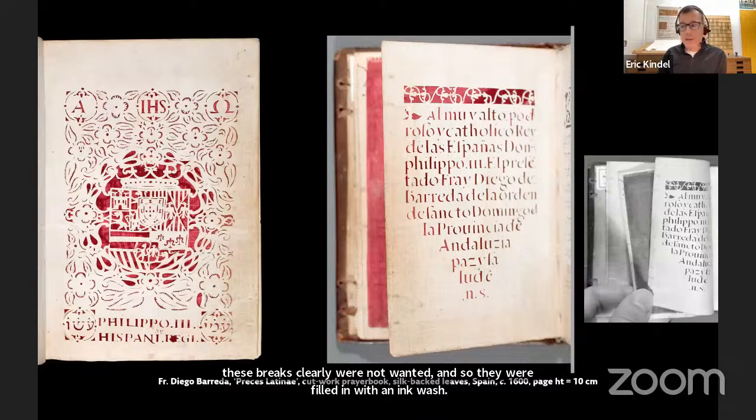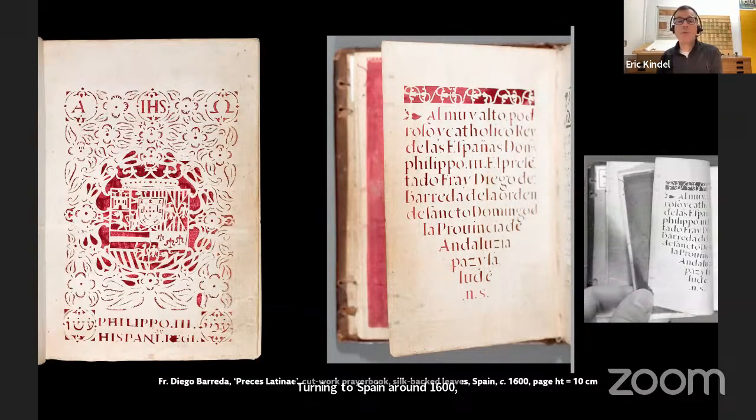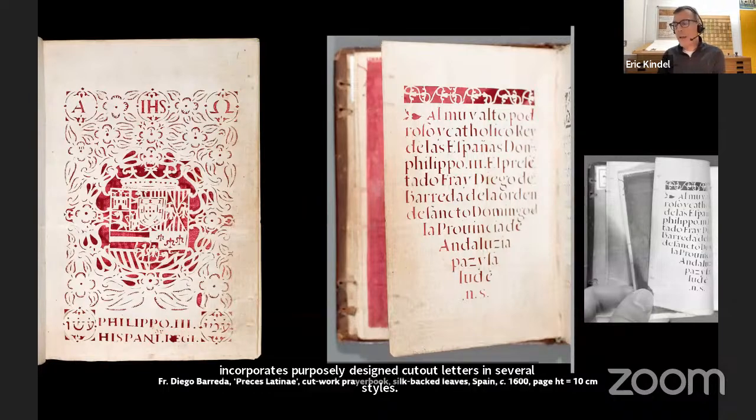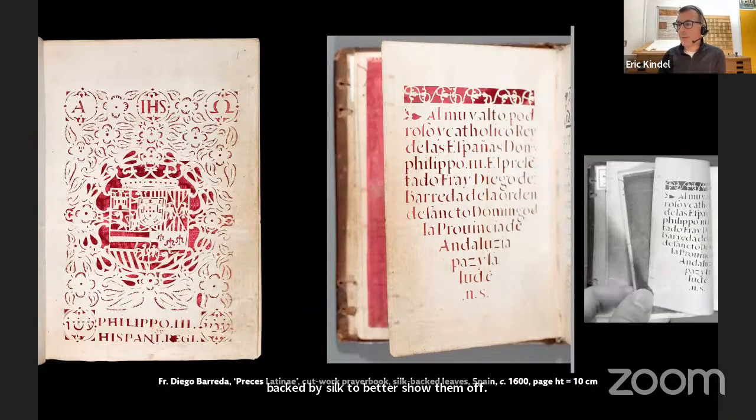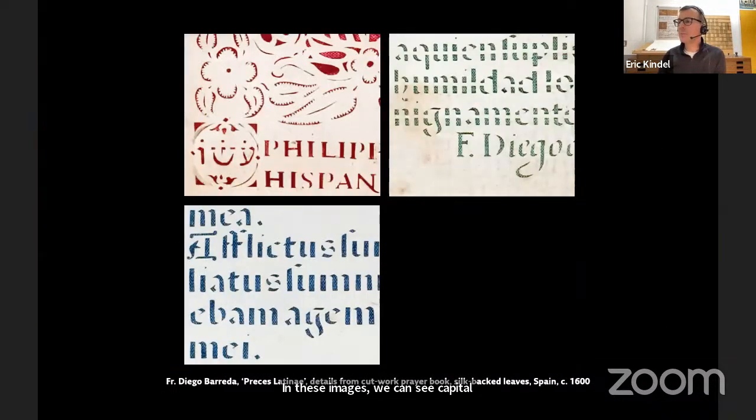Turning to Spain around 1600, here we have a small cutwork prayer book that incorporates purposely designed cutout letters in several styles, backed by silk to better show them off. In these images, we can see capital and small letters. And in these details, a rotunda design, both plain and with a midline strike through, as well as a few italic and Hebrew letters. All of these, I would argue, are stencil letters as we now think of them, even if their cutout forms were not meant to be used for stenciling.